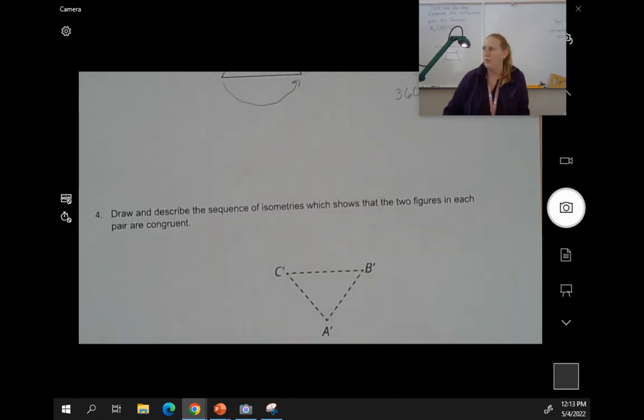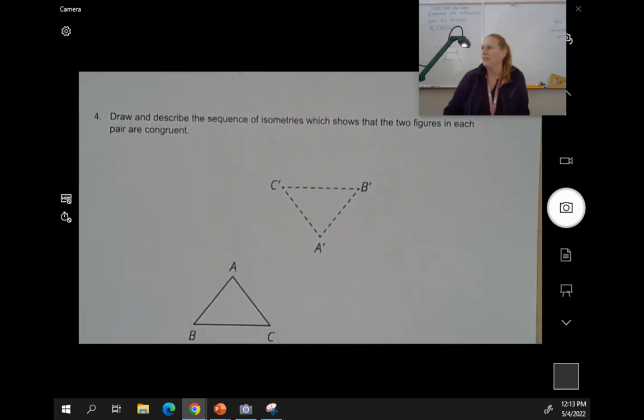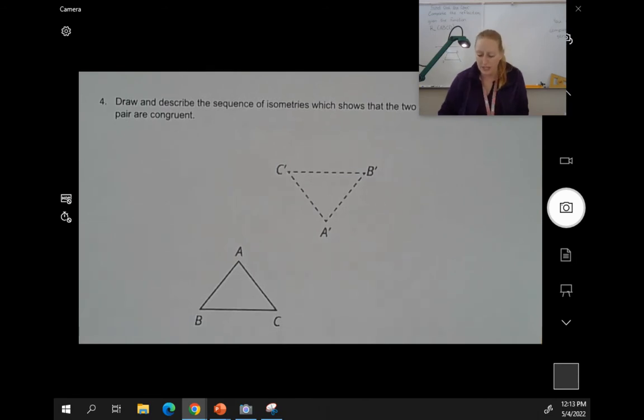Let's go to question number 4. Ooh, this one's trickier, but that's okay. We can do this. Just draw and describe the sequence of isometries, which shows that the 2 figures in each pair are congruent.